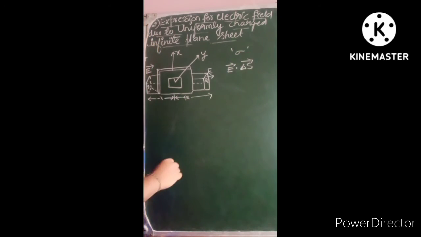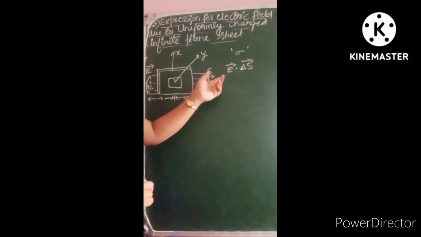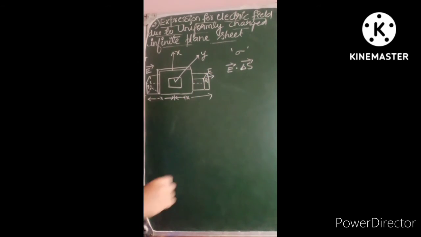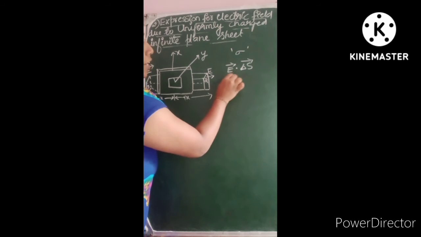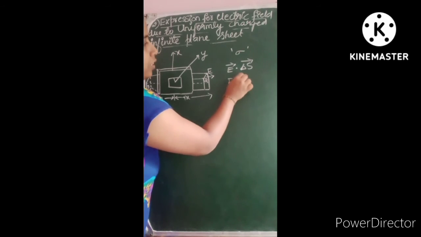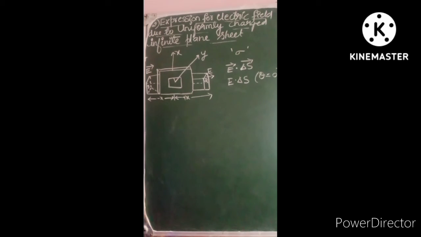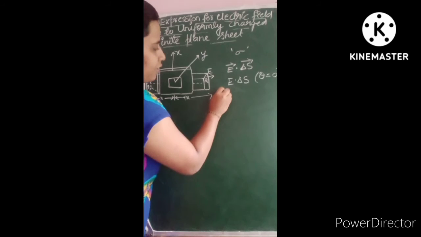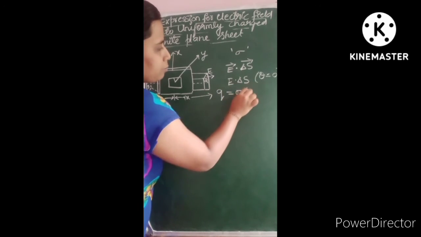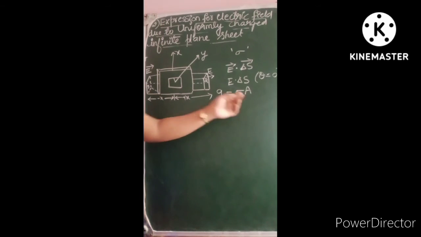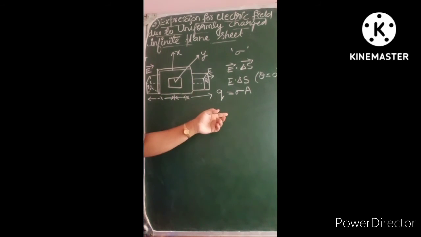In previous class you already studied about the electric flux. Phi is equal to E bar dot delta S bar. So this adds up and it becomes E into delta S, because theta becomes 0 here. Okay, and the charge is given as Q is equal to sigma into A. A is nothing but the cross sectional area of this rectangular parallelepiped. Sigma is the surface charge density. Q is equal to sigma into A.